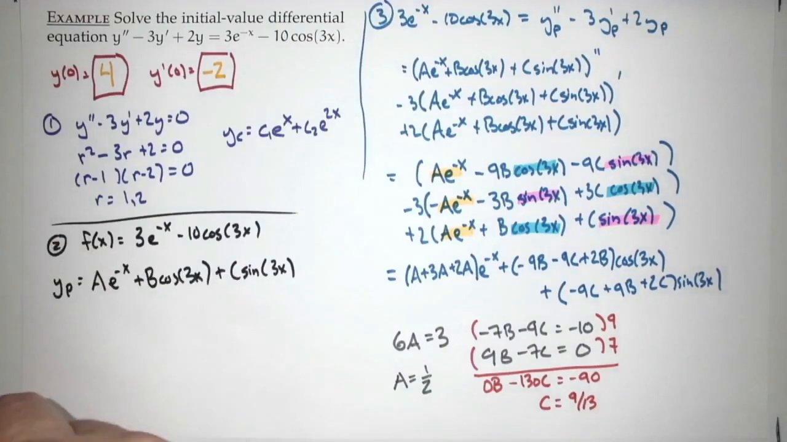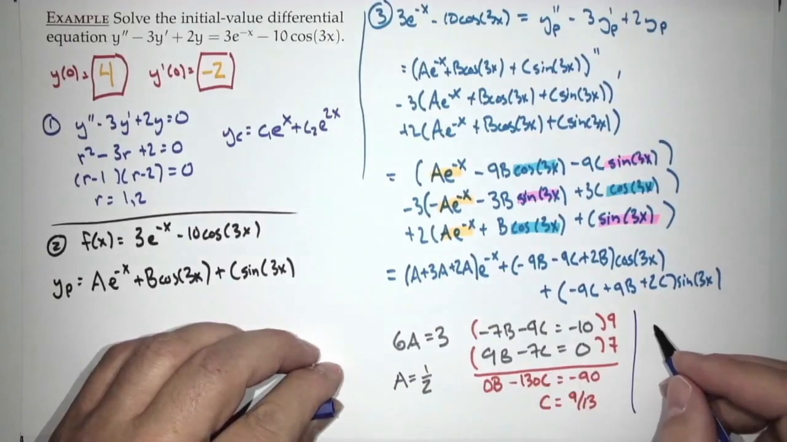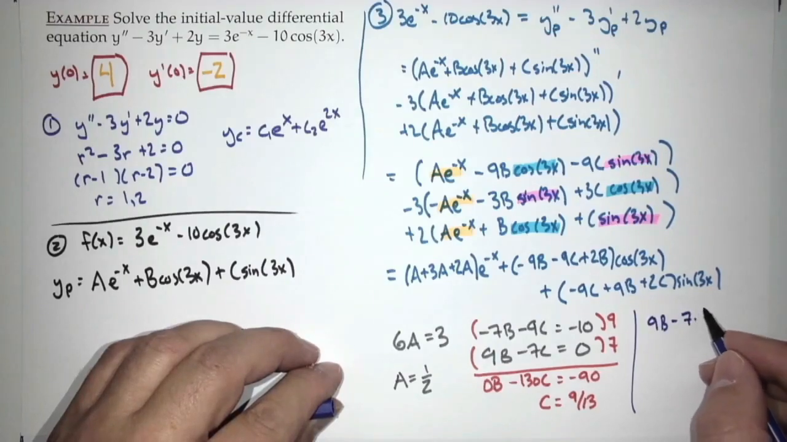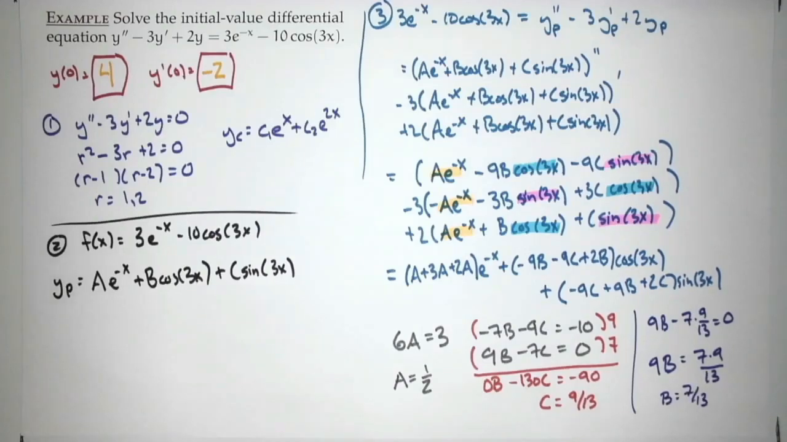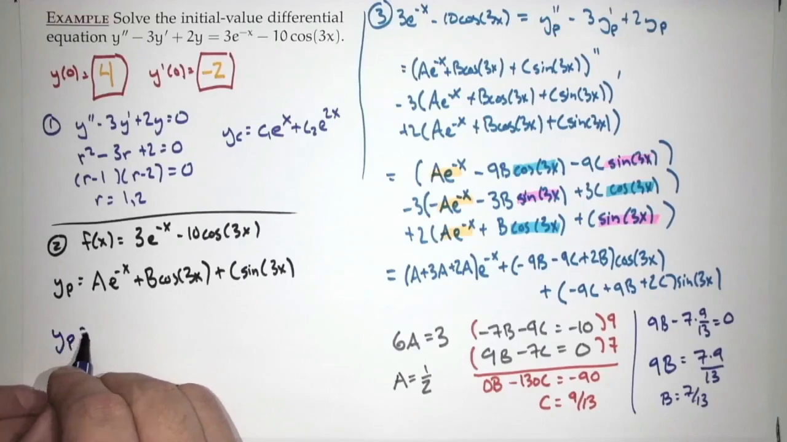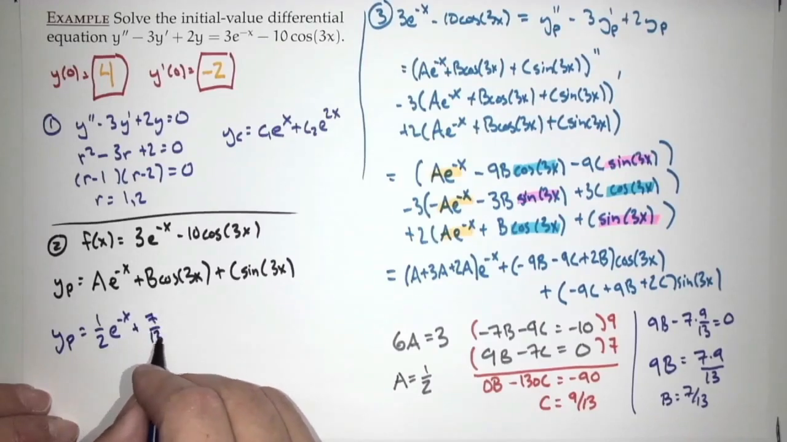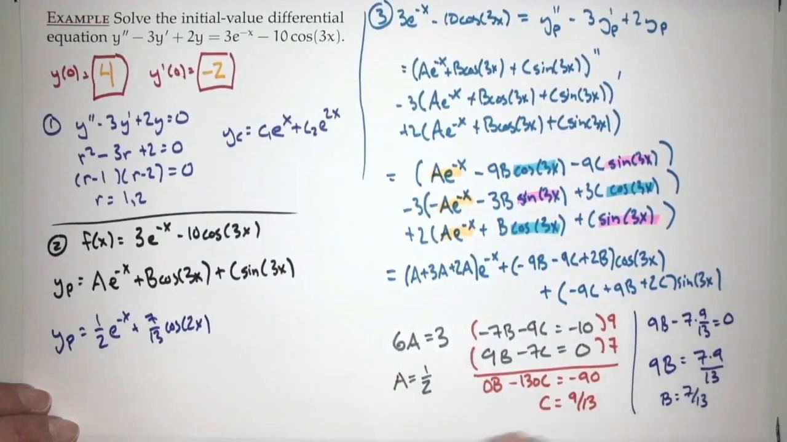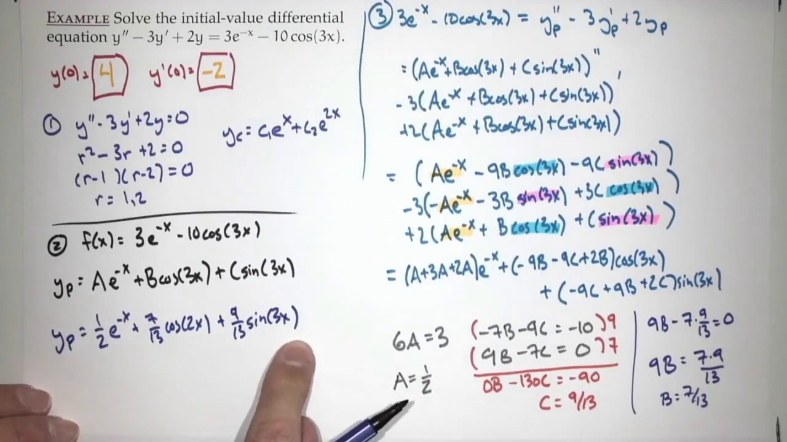Now that you know c, b is not far behind. So let's quickly solve for b. So we have 9 times b minus 7 times 9 over 13 equals 0. 9 times b is the same as 7 times 9 over 13, because I just moved that across. So what can we say about b? 7 over 13. So our particular solution is 1/2 e to the negative x plus 7/13 cosine 3x, because b is 7/13, and 9/13 sine of 3x. So that's the particular solution.